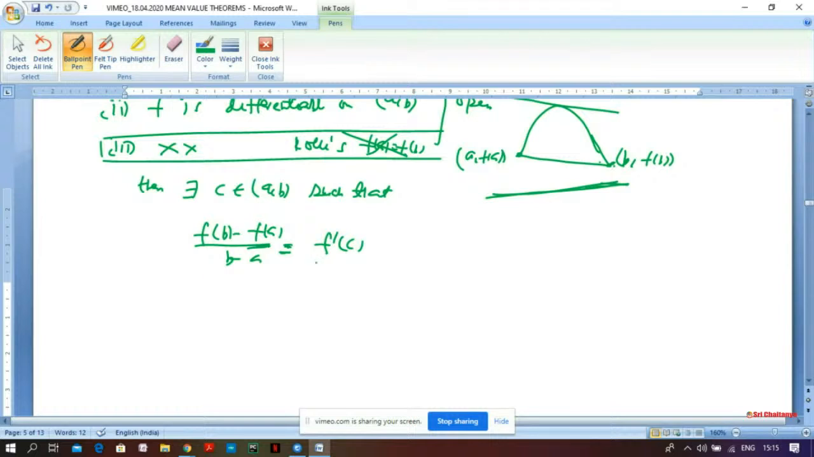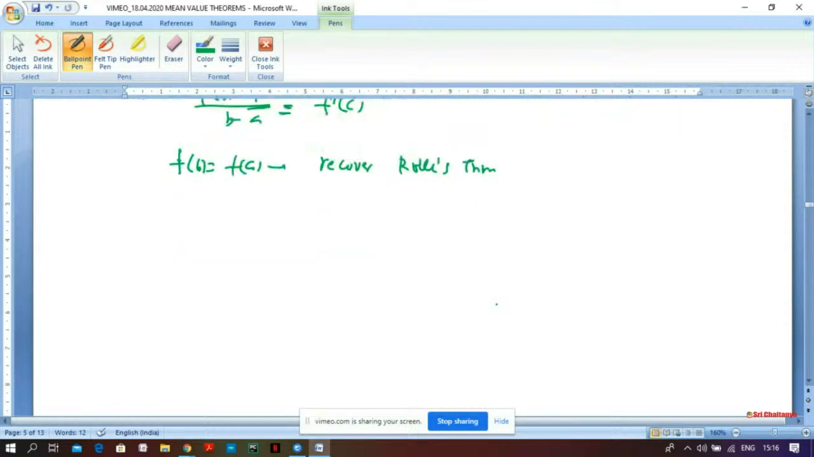Of course, if you put f(b) equal to f(a), you can recover Rolle's theorem. So Rolle's theorem can be derived from Lagrange's theorem. And what is curious is that Lagrange's also can be derived from Rolle's theorem, but applying it on some different function. That also is important, but for now we are not doing that proof; we are doing the application part.